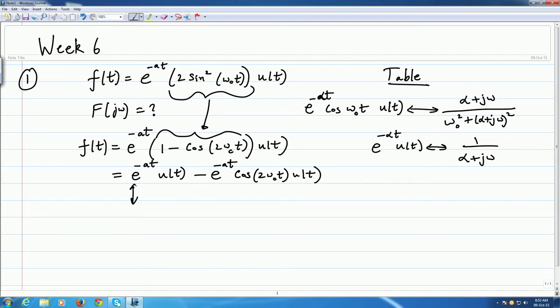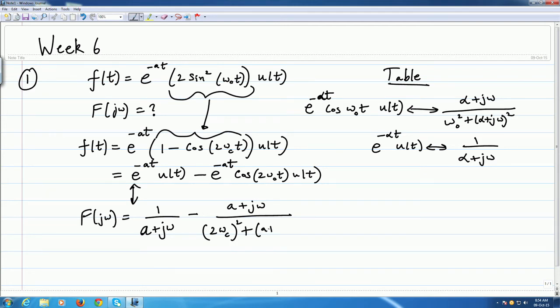So, you can see you can write the Fourier transform simply as 1 by a plus j omega minus a plus j omega divided by 2 omega c whole squared plus a plus j omega whole squared. Okay. So, that is the Fourier transform.